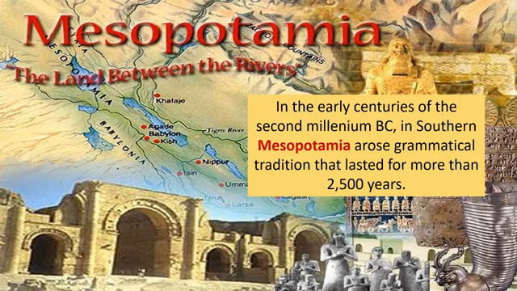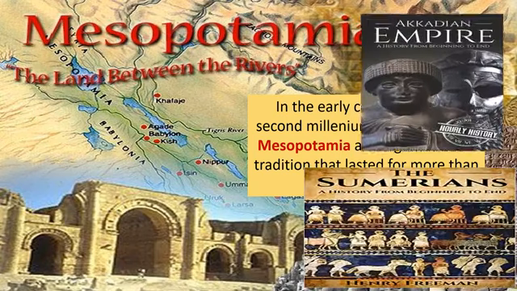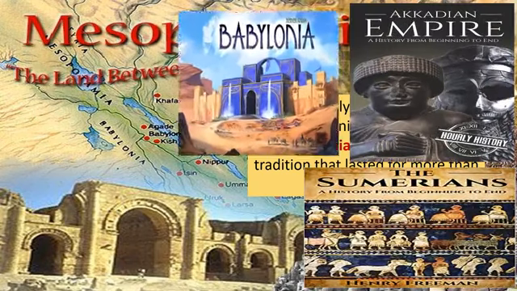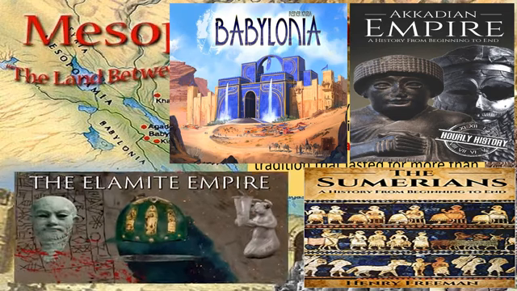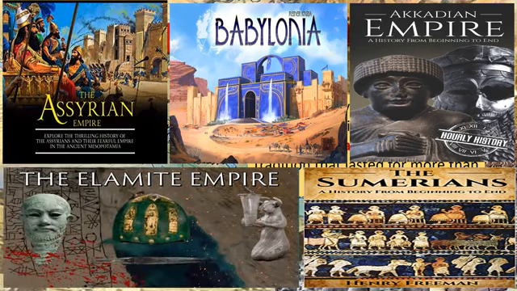These civilizations, such as Sumerians, Akkadians, Babylonians, Elamites, and Assyrians, had an intrinsic interest in language, using it as a tool for communication and record keeping. These peoples are credited with influencing mathematics and astronomy.